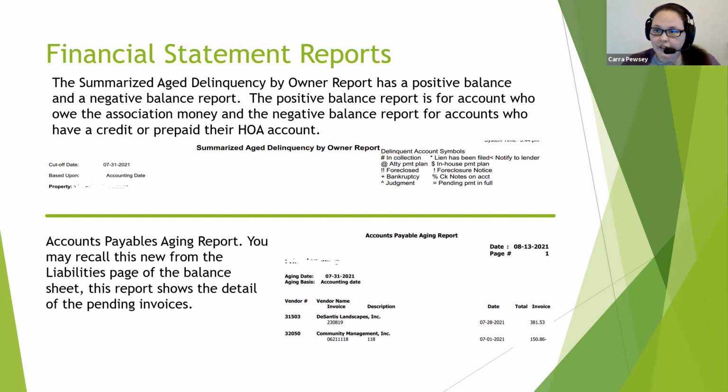And then the other side of this report is the negative, which is great. Believe it or not, negative is a good thing. That is the report of those who have paid or prepaid and have a credit on their HOA account. Sometimes you'll see that it's like 15 cents or things like that. I've had associations that have wanted to just remove those to try to clean up the report. Honestly, I would just leave them. They're going to get cleaned up when the unit closes, and it doesn't hurt to have them there.